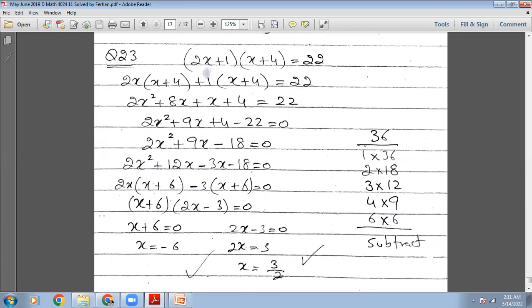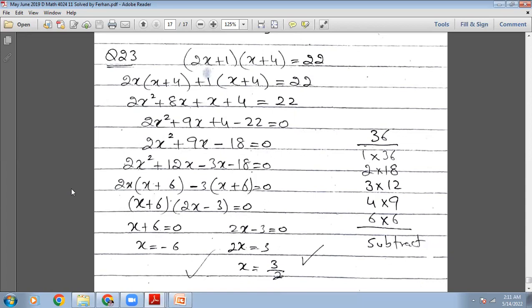So 1 multiply 36 is 36. 2 multiply 18 is 36. 3 multiply 12 is 36. 4 multiply 9 is 36. 6 multiply 6 is 36. But we want a pair which by subtraction will give you plus 9. So this is the pair 3 and 12, and the 12 will be plus and the 3 will be minus. This is called a midterm breaking, and we have chosen the pair 3 and 12. We will use plus 12 and minus 3.